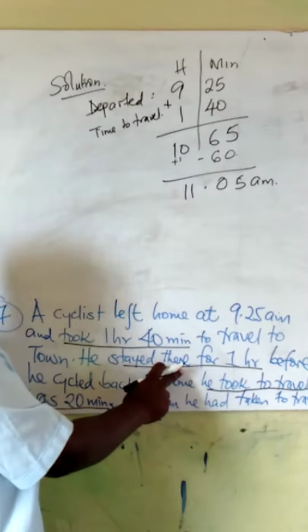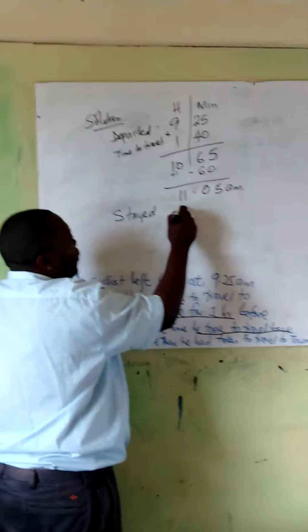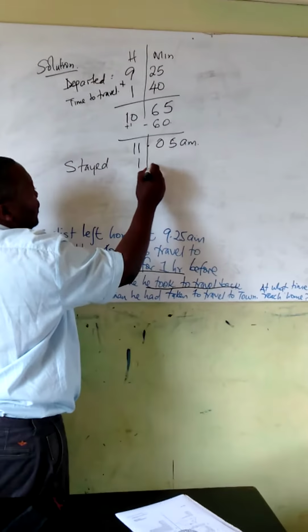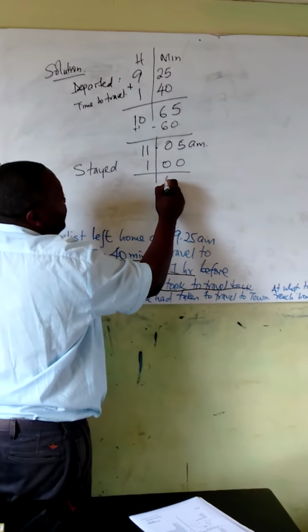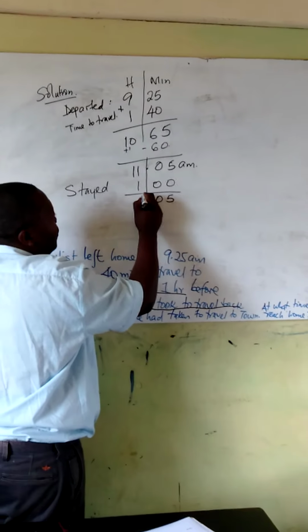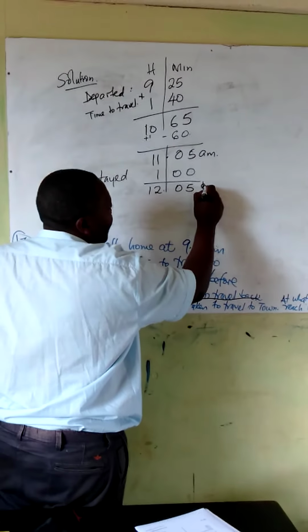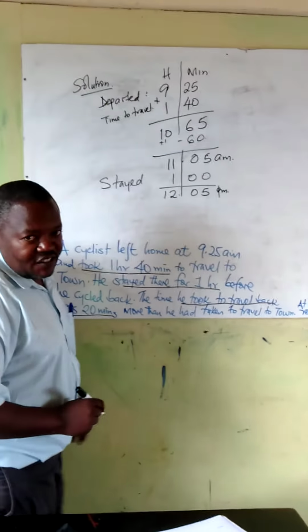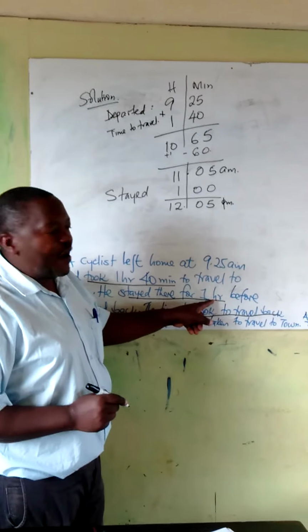Then he stayed in town for 1 hour. So the time that he departed from town back home will be at 12:05. Remember now it's p.m., past midday. So at 12:05 he departed from town to go back home.